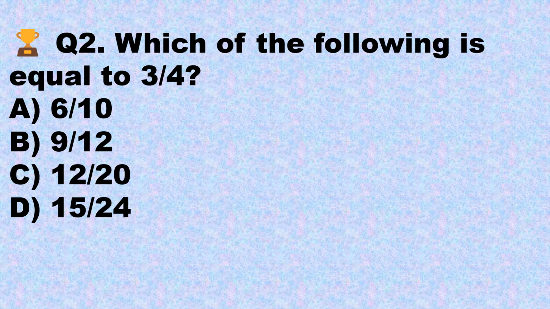Which of the following is equal to 3 by 4? So what did you think? Which option? A 6 by 10, B 9 by 12, C 12 by 20, D 15 by 24. Which option will be equal to 3 by 4? So let's solve. Okay. So now see 6 and 10. Option A. 6 and 10 come in the multiplication table of 2, right?